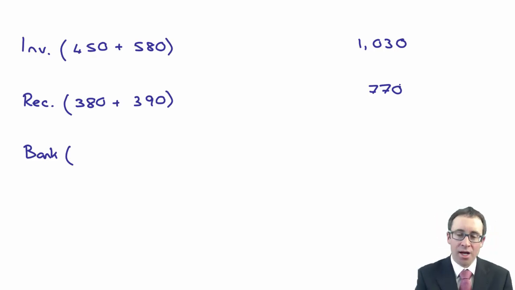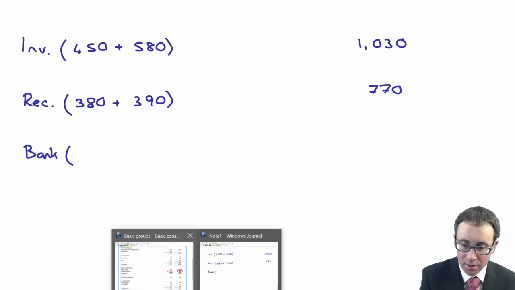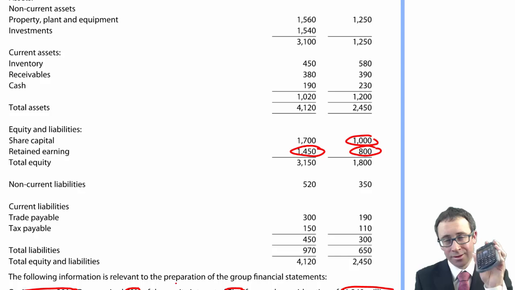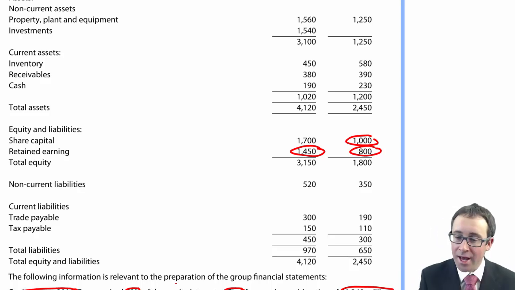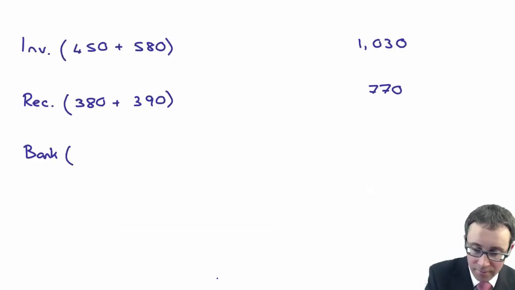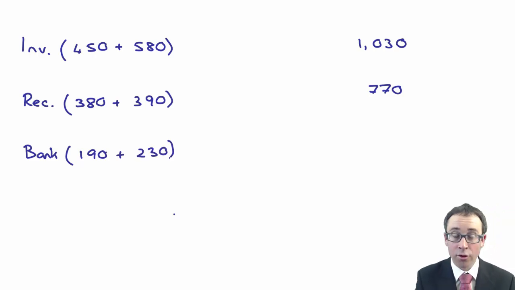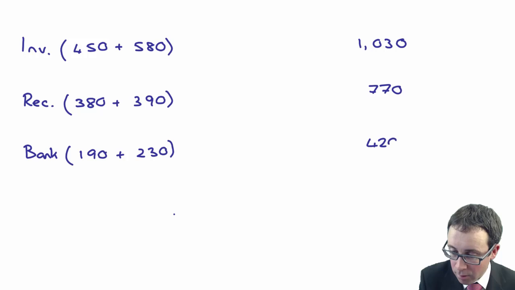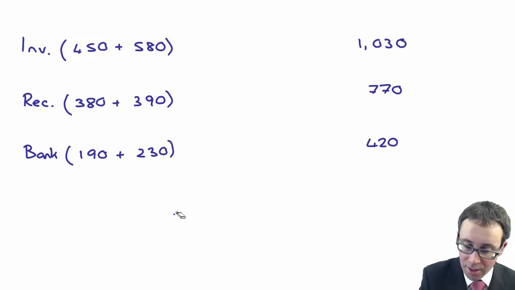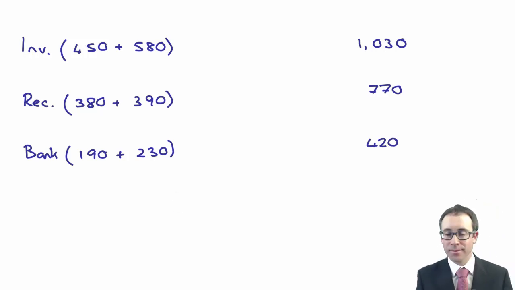770. Always check. A number of times you see people add things across and get it wrong because they've not used the calculator. It's a useful bit of kit. Cash, 190 plus 230. Is that 420? 420. There we go. My mental arithmetic gets worse the older I get. Okay. There we go. Excellent.